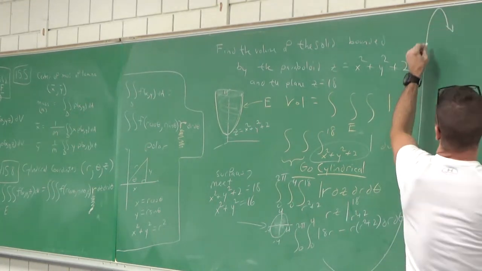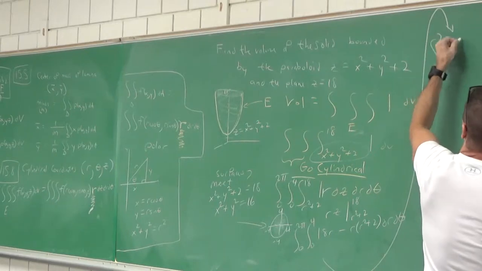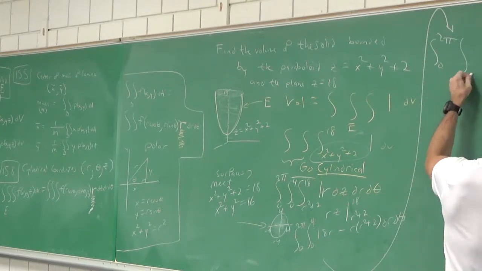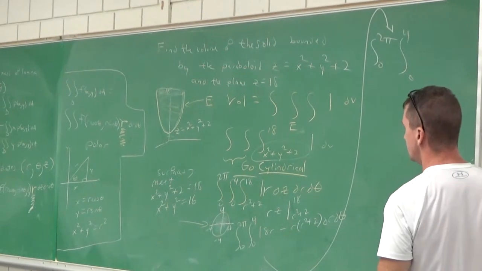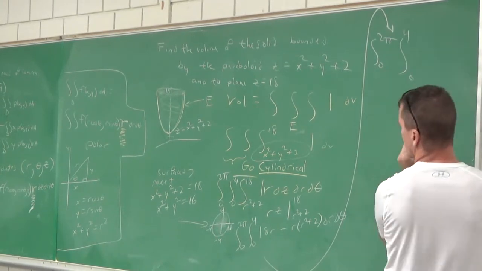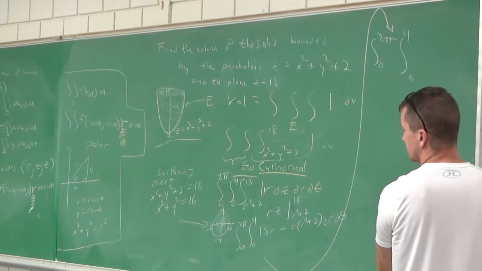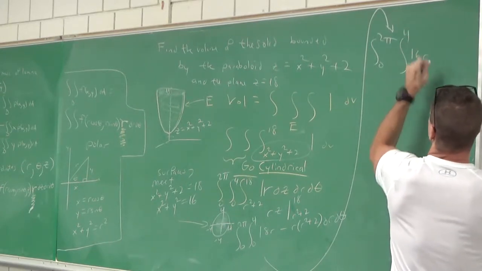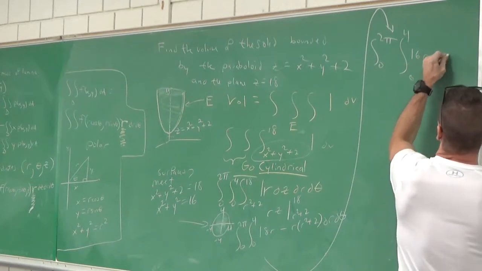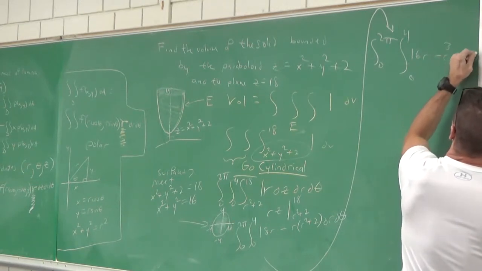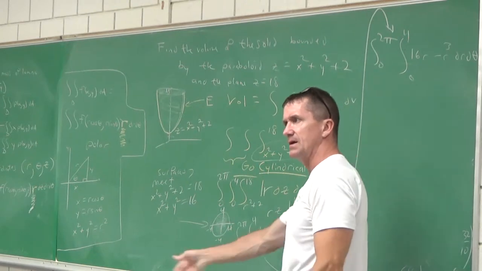I now have 0 to 2 pi, 0 to 4, and 18r minus r cubed plus 2r. Plus 2r, which is what? No, minus 2r. So how many r's would that be? 16r minus r cubed. Is that okay? I distributed that and combined like terms?